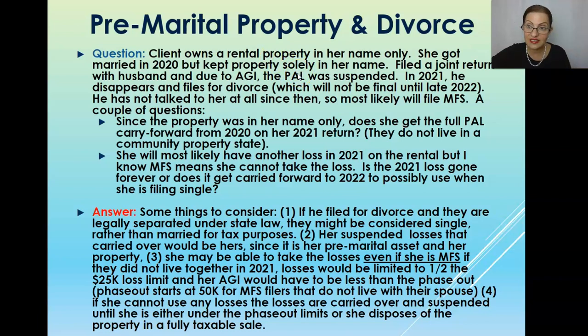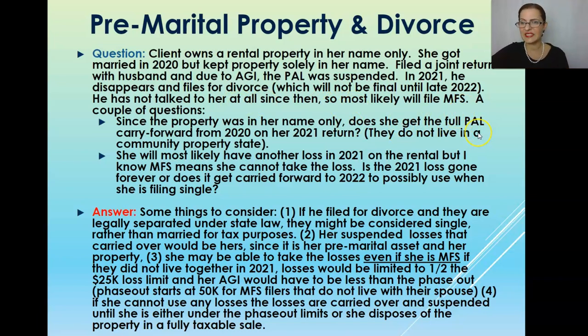She has losses, and they're suspended because her AGI was too high. That was 2020. She filed jointly with him. In 2021, he disappears and files for divorce. So the divorce has already been filed. In 2021, that's when it occurred. It's not going to be final until late 2022. He has not talked to her at all since then, so most likely she will file MFS.